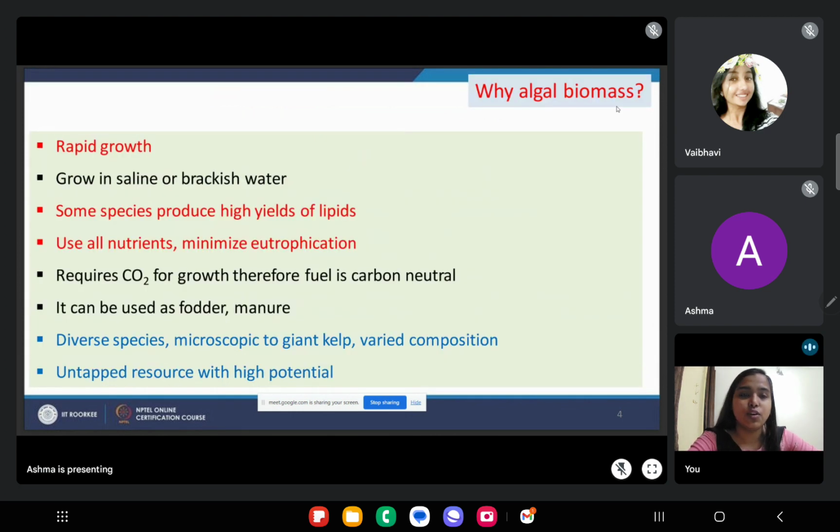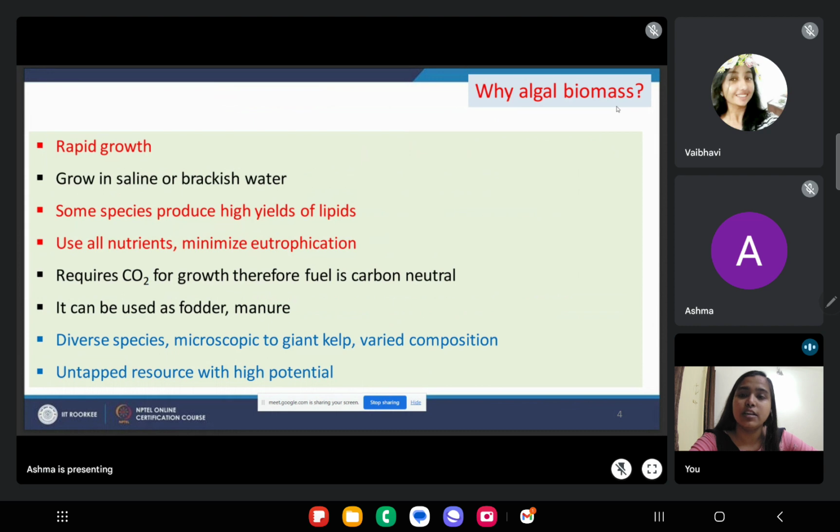So the advantage of algae, and why we need to use algae for energy production, is the following: it has very rapid growth. The algae does not require lots of controlling conditions. If we apply the optimum temperature and the required dose of nutrients, then algae can grow very rapidly. And algae are very diverse. It can grow in fresh water as well as in oceans and saline water. Also, some species of algae have very high yield of lipid, and these lipids are used for production of bio oil.